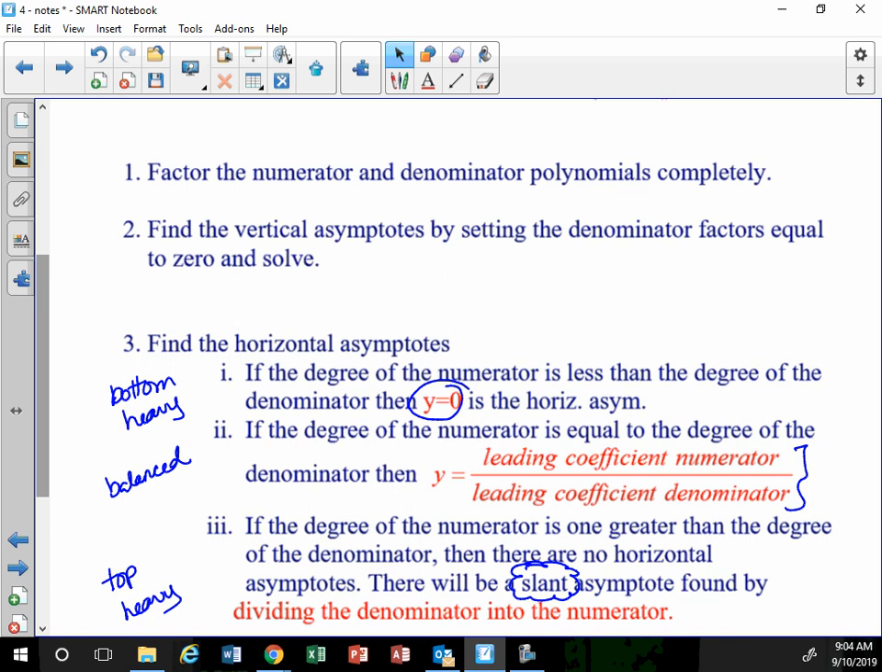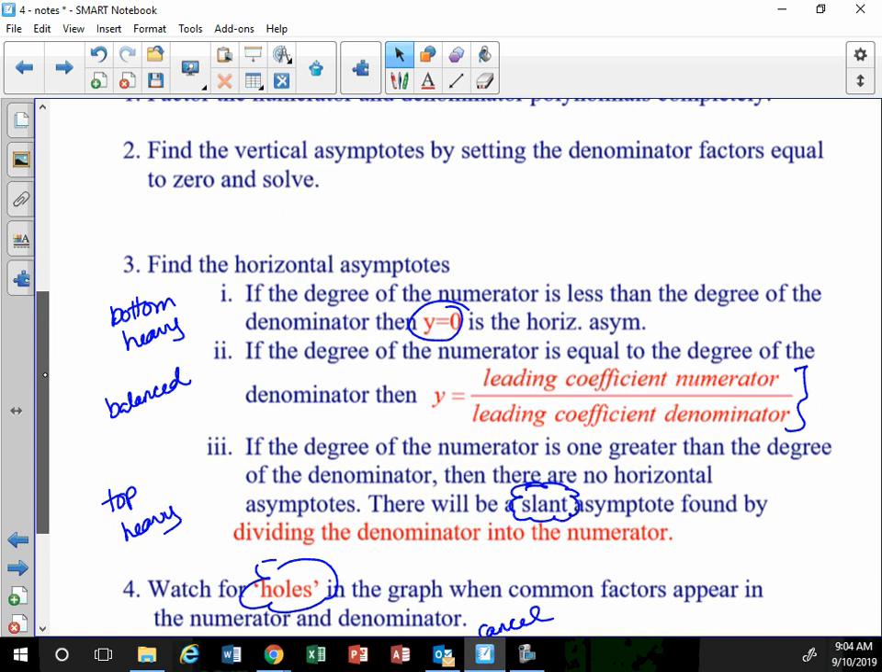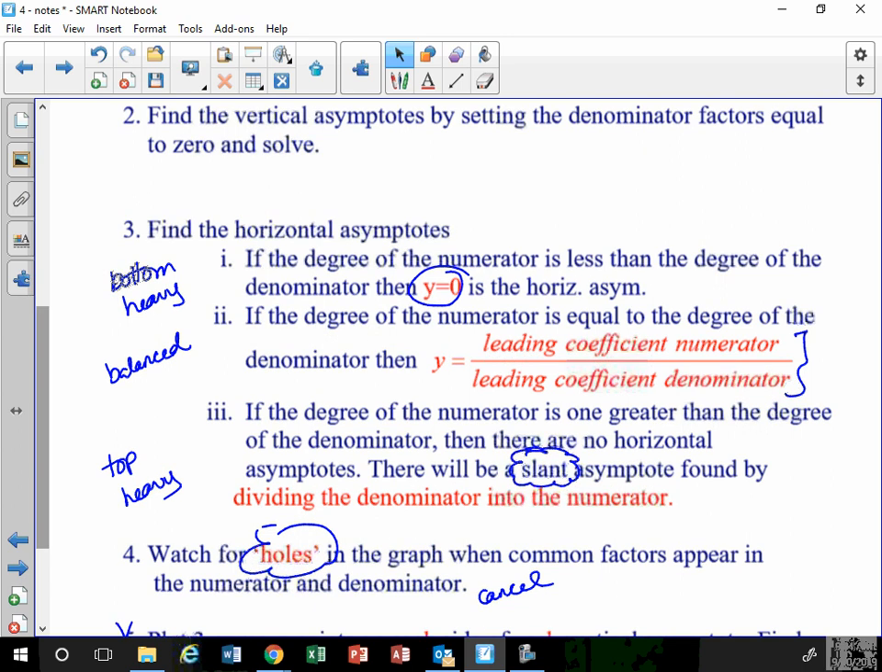Do you guys remember the whole top heavy, bottom heavy, and balanced? Are those familiar terms to you? Some say no. Okay, so what I'm talking about with that is the degree of your numerator and denominator. If the degree of the denominator is bigger, we consider that bottom heavy, and you always have a horizontal asymptote of y equals 0.